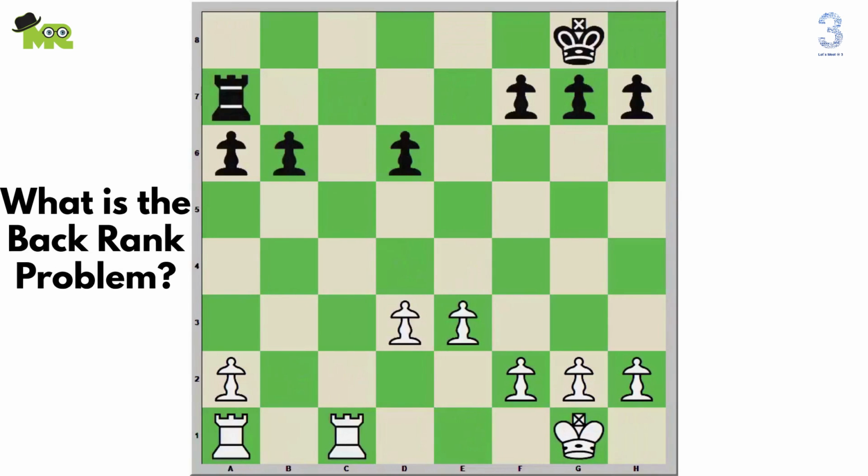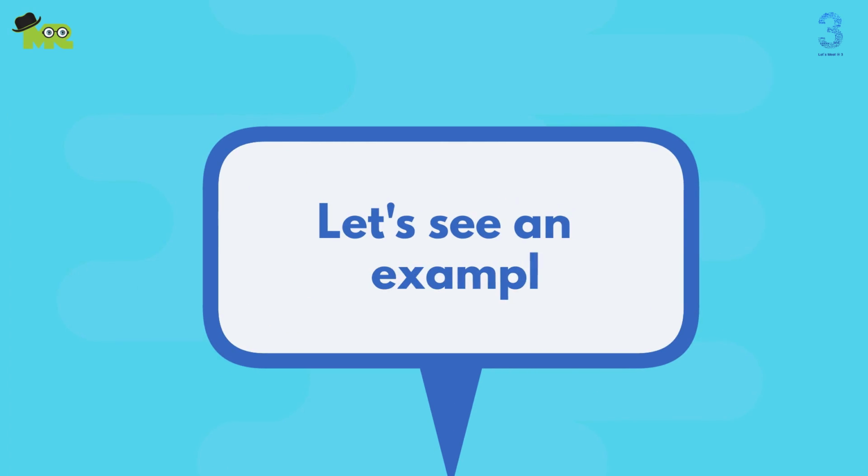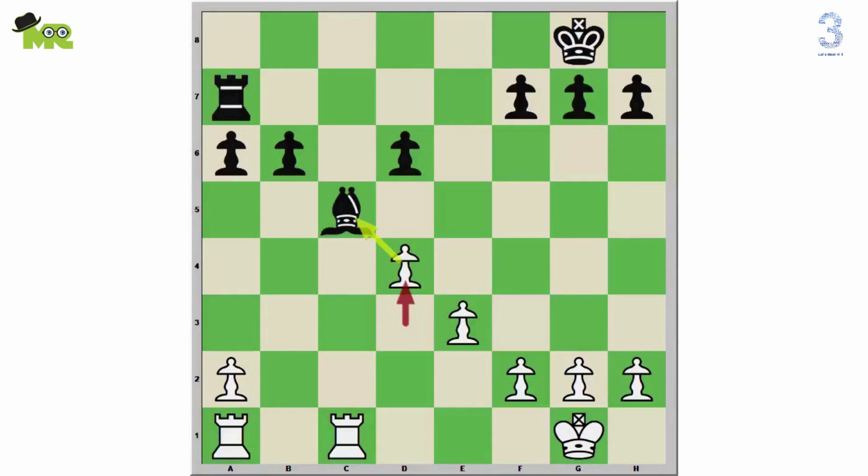What is the back rank problem? When a king is in danger of being checkmated from the very first rank or line, this is called the back rank problem. Let's see an example to understand. In this scenario, white moves his d3 pawn to d4 and attacks the c5 black bishop. In this situation, the c5 black bishop has the option to move, but it cannot move from c5.